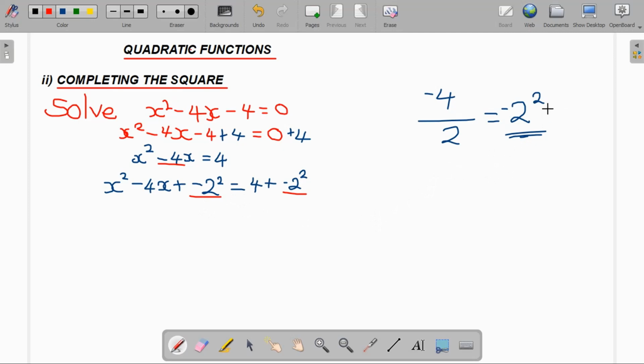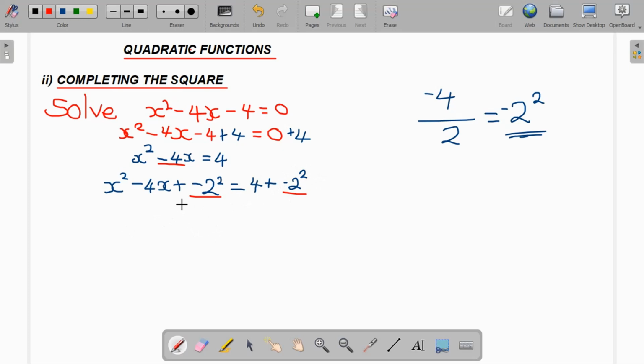And then when you get that one, we're going to add it to both sides. So on this side, we have added x squared minus 4x, and then plus the one that we have squared, equals 4 plus the one that we have squared. So that's what it is. And then when you reach this point, you can now use the complete square.